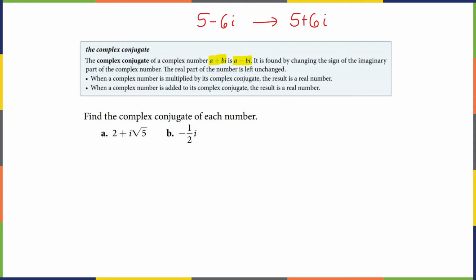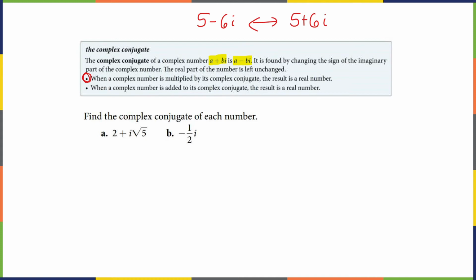And the complex conjugate of 5 plus 6i is also 5 minus 6i. So they are complex conjugates of one another. Why do we care? Well, when a complex number is multiplied by its own conjugate, the result is a real number. Also, when it is added to its own complex conjugate, the result is a real number.